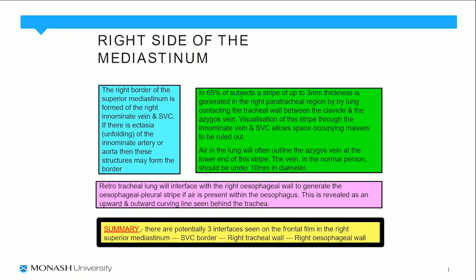The retrotracheal lung space will interface with the right esophageal wall, and this will generate the esophageal pleural stripe if air is present within the esophagus. This is revealed as an upward and outward curving line seen behind the trachea. So remember that there are potentially 3 interfaces which you can see on the frontal view or the PA view in the right superior mediastinum: the superior vena cava border, the right tracheal wall, and the right esophageal wall.